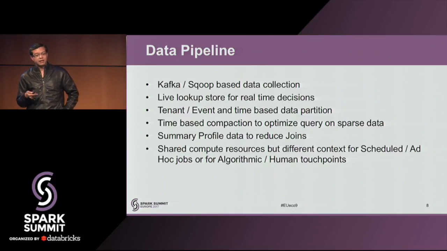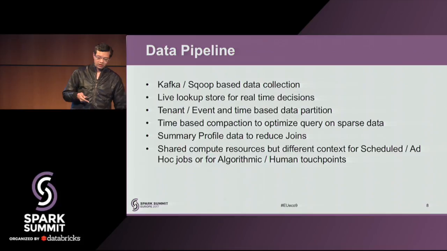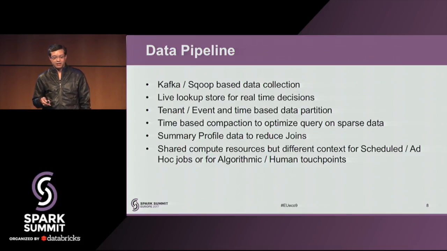We also implemented time-based compaction to optimize the query for sparse data. Probably when we were doing this, Delta was not there. Now Delta would help us here. So we did the same compaction, to compact the files on a running system and then redirect the queries onto these compacted files. We also created summary profiles to reduce the number of joins. That was again an optimization to make the query more efficient.